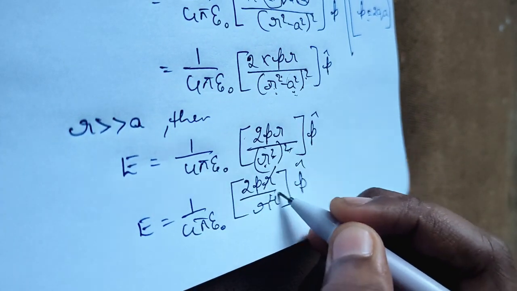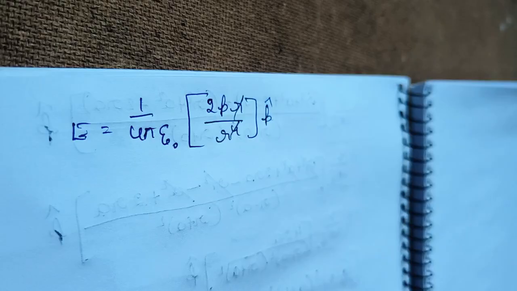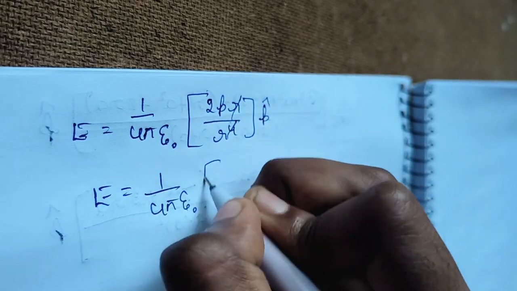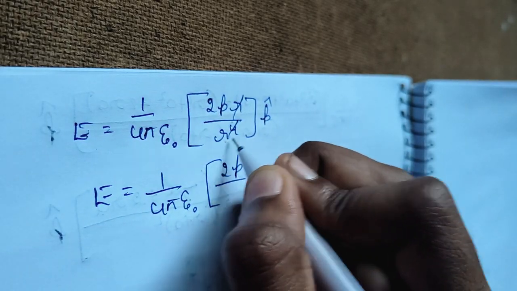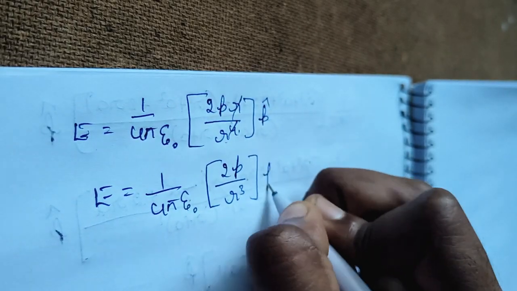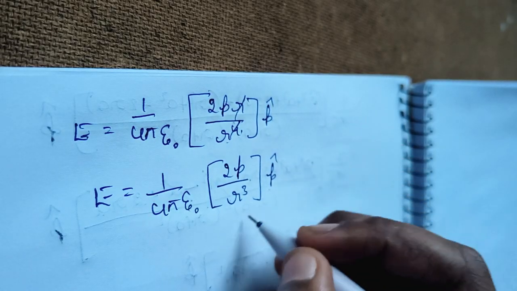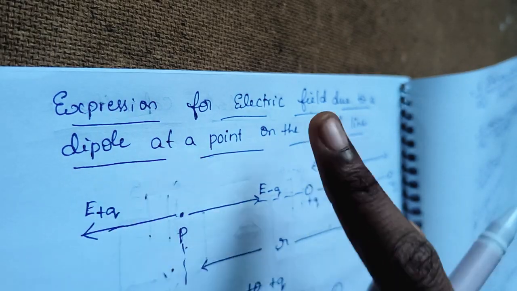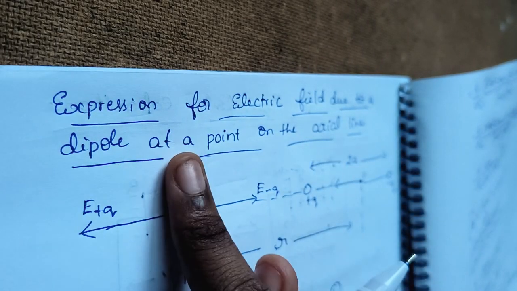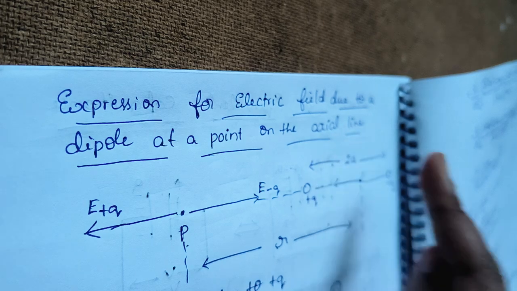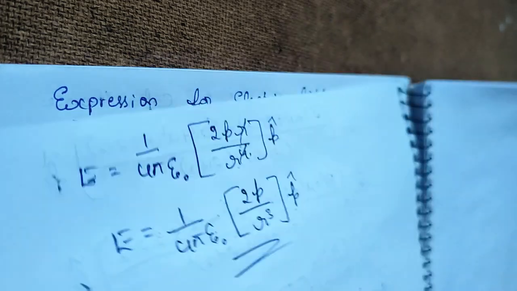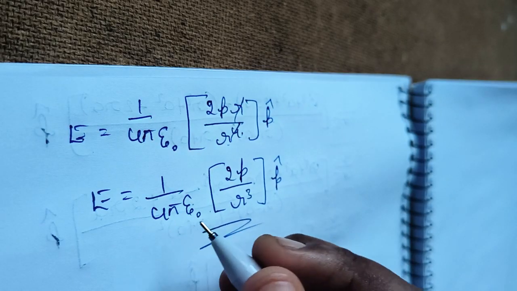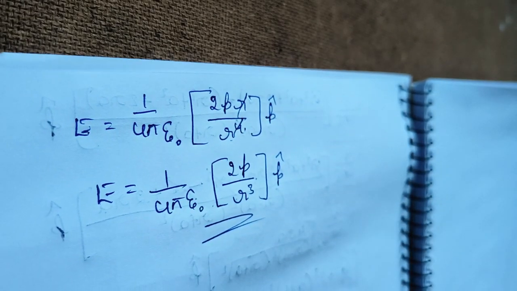Here r cancels with one r, remaining is E is equal to 1 by 4 pi epsilon naught, 2p divided by r cube into p cap, which is the expression for the electric field due to a dipole at a point on the axial line. Or in vector form we can write E vector is equal to 1 by 4 pi epsilon naught, 2p vector divided by r cube into p cap.